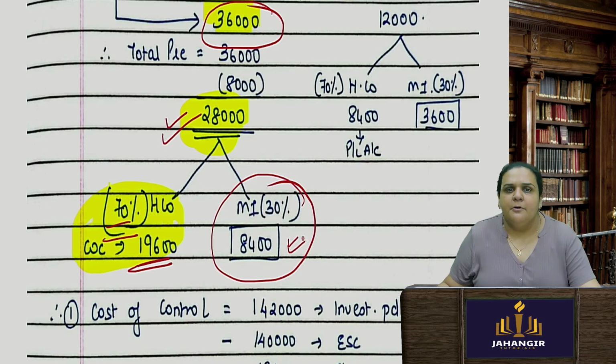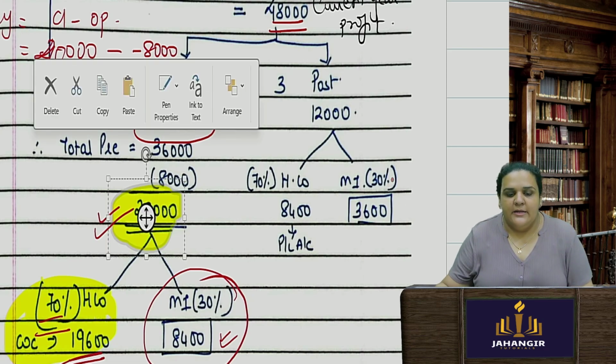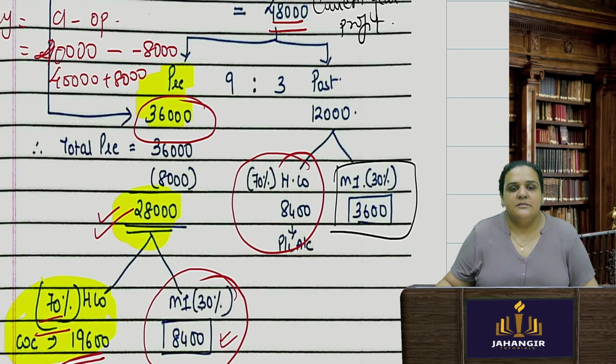And the post profit, which is 12,000, that also holding company will get its share. Okay, but that share is going to be in the P&L account. Take it and put it in your profit and loss statement. You have to not do anything in the cost of control. Minority interest share will be 3,600 here. So 3,600 and 8,400 total.